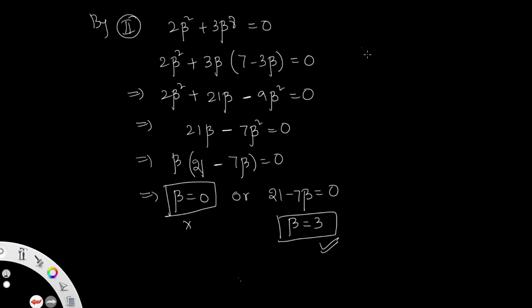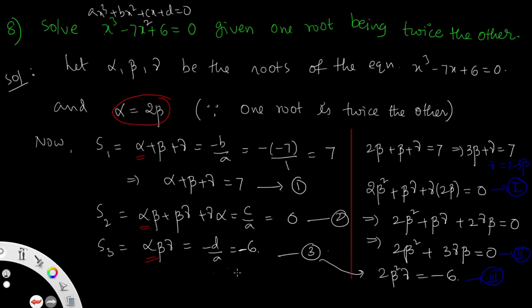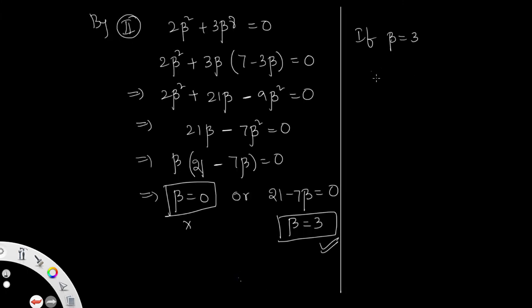So, if beta equal to 3, substitute in the equation. Gamma equal to 7 minus 3 into beta. So gamma equal to 7 minus 3 times 3, that is 9. So gamma equal to minus 2 only.